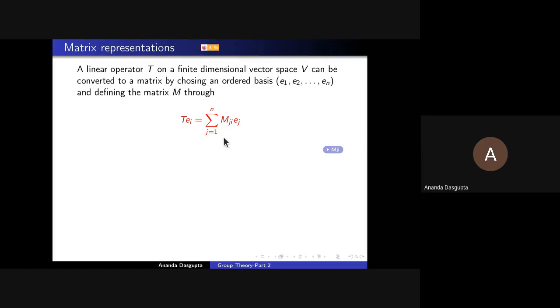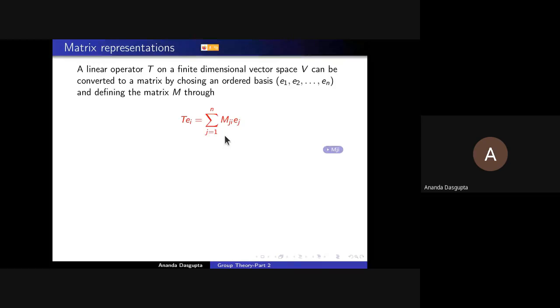So every vector can of course be expanded in the basis, so I can always write T Ei as E1 times something plus E2 times something plus E3 times something, and so on. The coefficients of this expansion are the matrix elements, and the coefficients are labeled Mji.